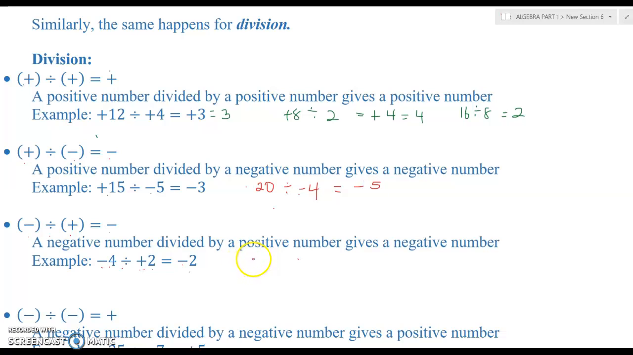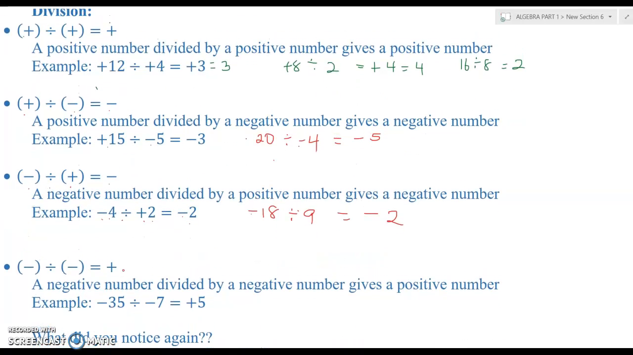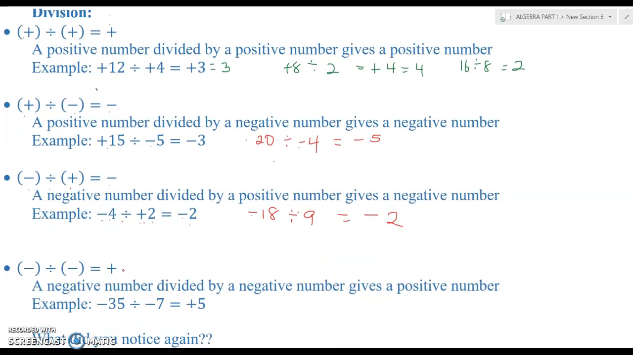Let's look at another one. What if we have negative 18 divided by 9? A negative divided by a positive is a negative. 18 divided by 9 is 2. And then for the last piece, two negatives dividing. A negative divided by a negative is a positive. So negative 35 divided by negative 7 will give me positive 5.